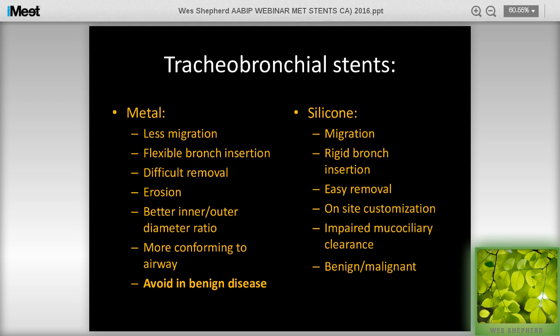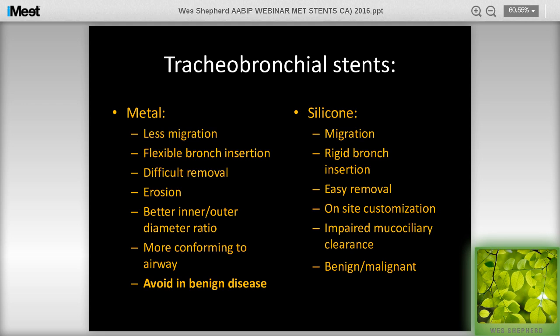Many of you are familiar with the typical differences between expandable metallic stents and pure silicone stents, with metal stents tending to migrate less, having more flexibility in terms of insertion with both rigid and flexible bronchoscopy, but of course often more difficult removal and other risks such as erosion or perforation. They tend to be more conforming to the airway, and of course we're using them in malignant disease only, with few exceptions. And just the other key thing to point out, silicone stents offer the ability of on-site customization.